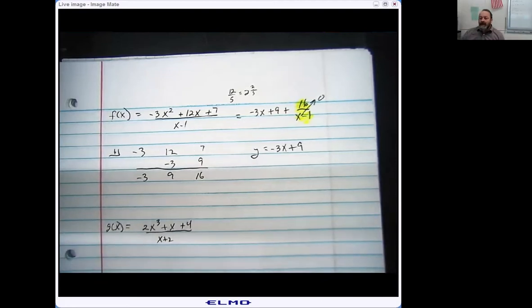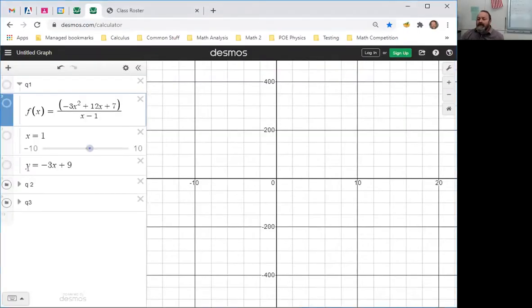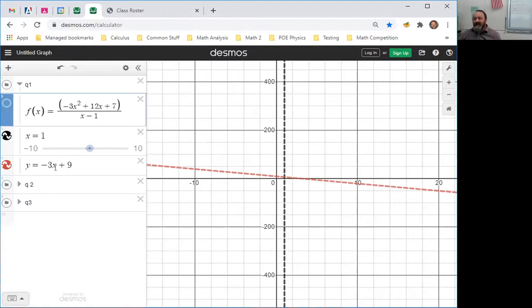So let me go ahead and switch over. So let's take a look at a quick Desmos right here. Now I actually have x equals 1. That's a nice little vertical asymptote. I have negative 3x plus 9. That's what's going to be called our slant or oblique end behavior asymptote. And so ultimately my graph should want to get close to both of these.